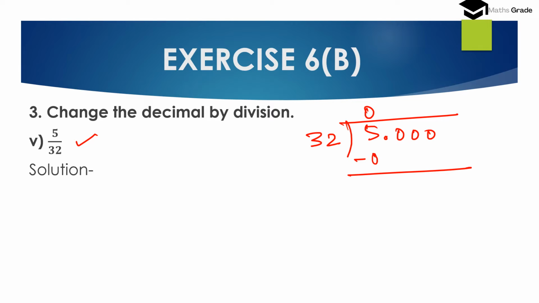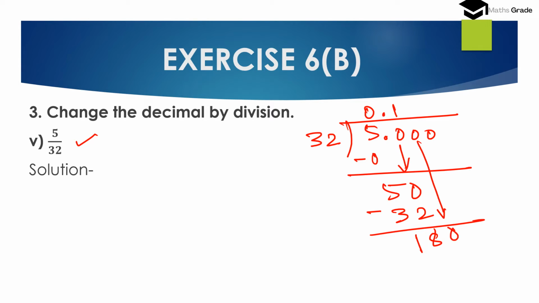Now 5 minus 0 is 5. Write this 0 here and put the decimal point here. Now in the table of 32, 32 multiplied with 1 is 32. Now 50 minus 32 is 18. Now write this 0, 180.